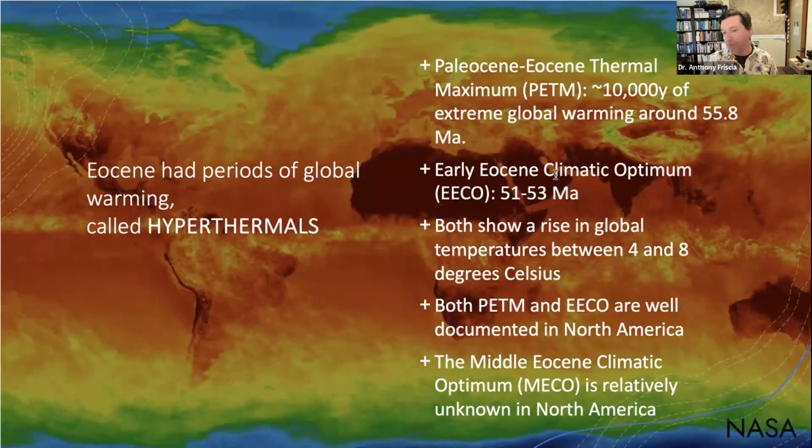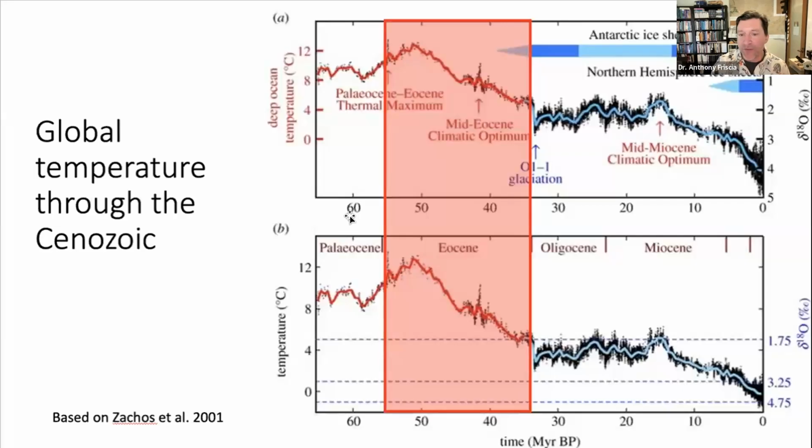There's another one about 4 to 5 million years after that, called the early Eocene climatic optimum. Both of these are well documented in other places in North America in the fossil record. But there's another one called the Middle Eocene climatic optimum, and it's relatively unknown in North America. You can actually see it on this graph here. It's this little peak here.